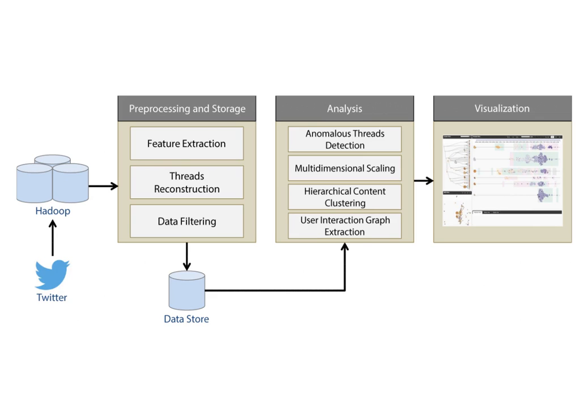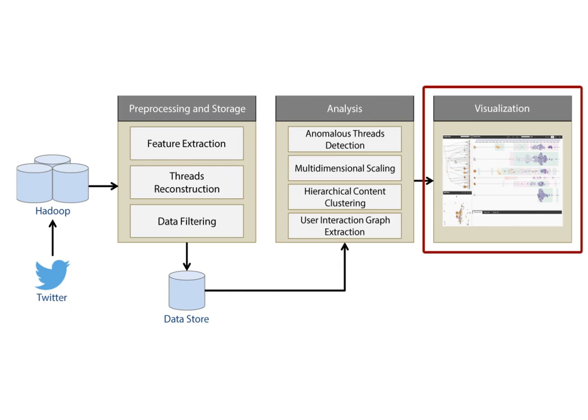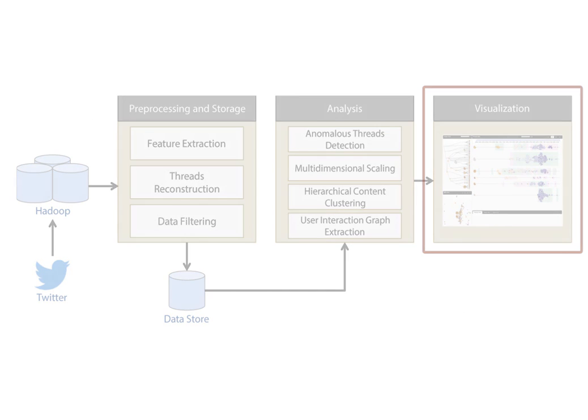The FluxFlow system consists of three major components: a data preprocessing and storage module, an analysis module, and a visualization module. The raw data is processed to extract features and reconstruct retweeting threads, then fed to the analysis component for anomaly detection and data organization, and finally sent to the front-end visualization for interactive visual analysis.